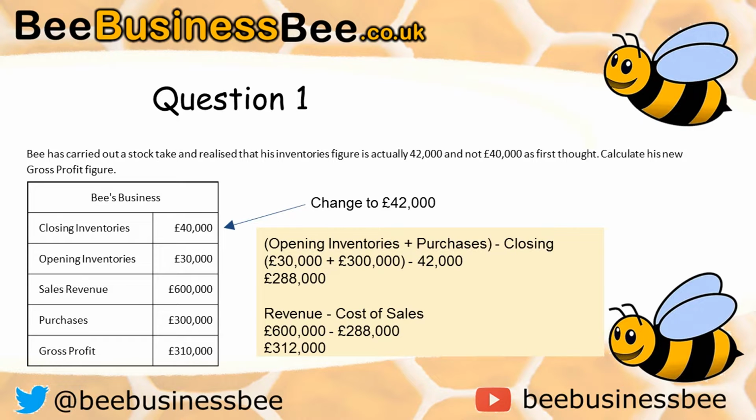£312,000. Now yes, there is an easier way to calculate that, and some of you may spot that, and some of you may have done that already. However, I want you to try and understand it by using the correct formula.